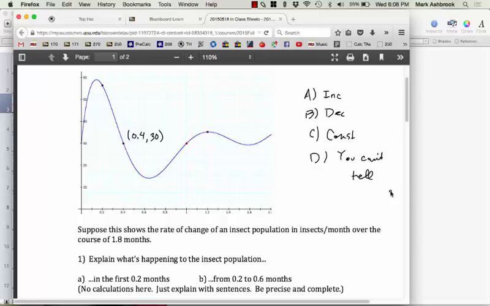Everyone have their answer? How many people say A? How many people say B? Oh, I'm so happy. Okay, good. All right, yeah. So the rate of change, is it increasing? It's going down, right? Okay, yeah. So the rate is decreasing. This is the rate. The rate is decreasing, but the actual population itself is increasing because you have a positive rate of change. Okay, very good.